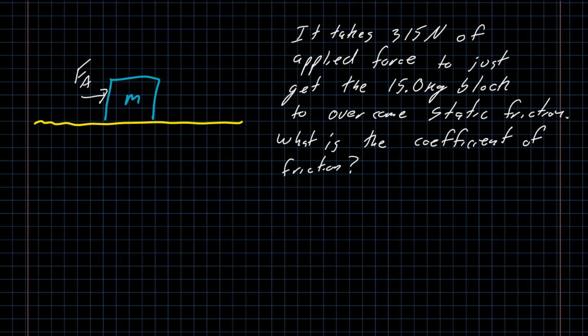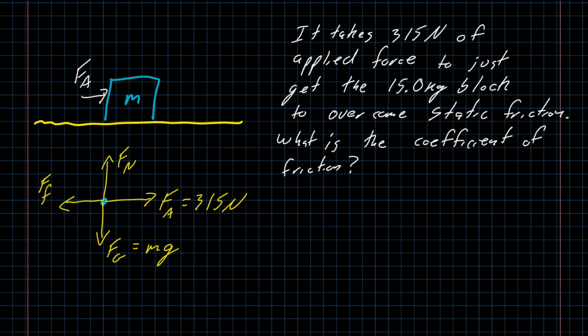If I sketch out a free body diagram for this block, I have 4 forces. The force of gravity is equal to mass times gravitational acceleration. The applied force is equal to 315 newtons. There is going to be a normal force, and there is going to be a force of friction. And of course, the force of friction is equal to mu times the normal force.